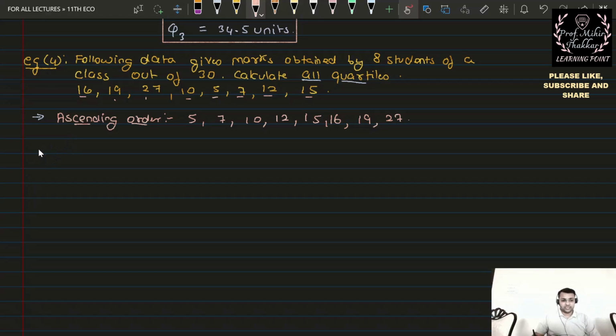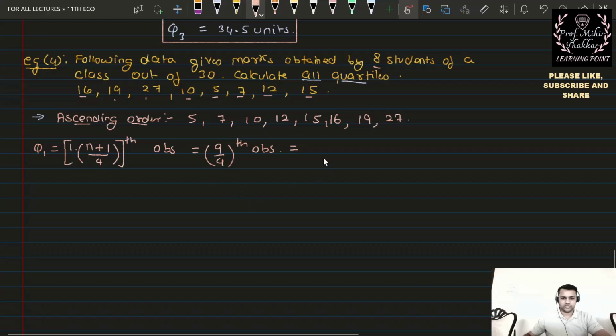So when we want to find all the quartiles, Q1 is 1 into (n plus 1) upon 4 observation, which is equal to... Number of observations over here is given to be 8 already, so I can directly take 8 plus 1, 9 upon 4 observation, which is 2.25th observation. So like we did in the above example, it will be split again into two parts.